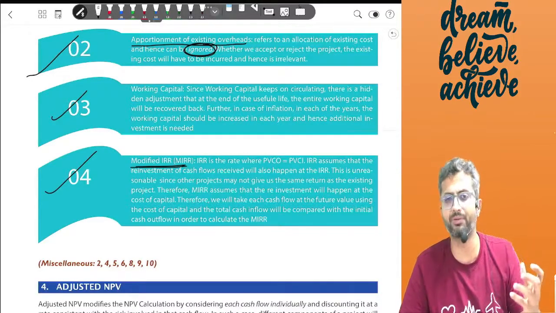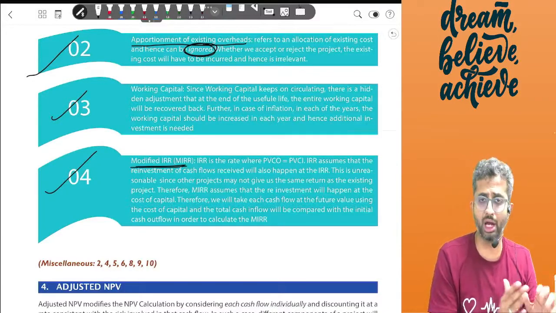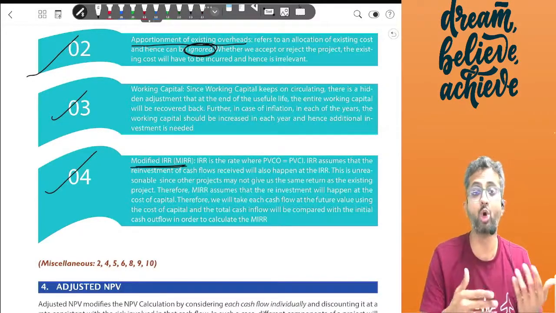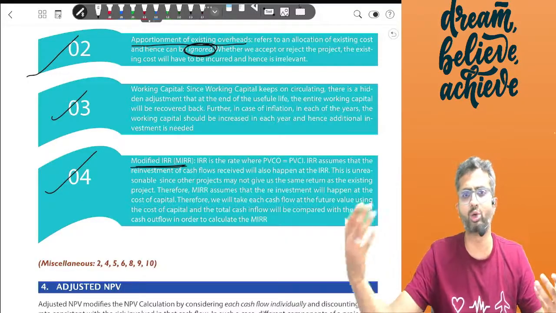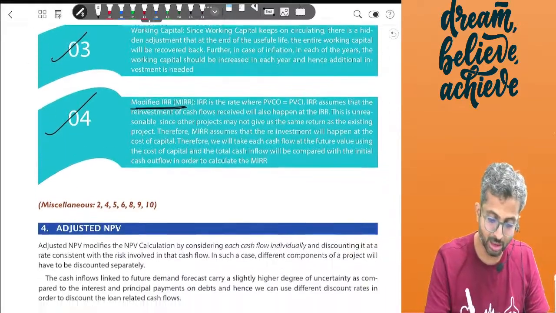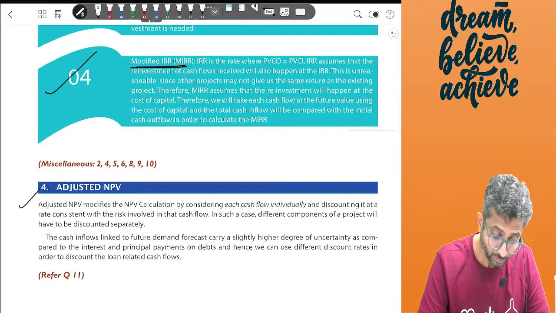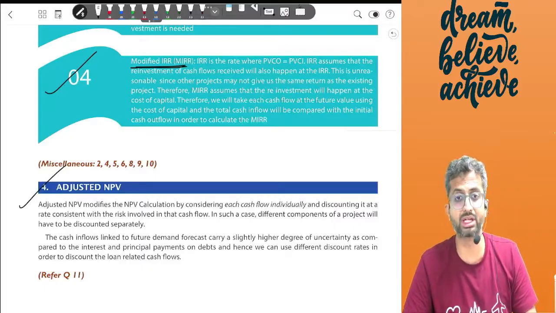and hence you will try to find an IRR which is called a modified IRR, which is generally considered to be superior to the traditional IRR, especially in case of projects where this project, as compared to the other projects of the company, is supposed to give different returns. So this is regarding modified IRR. If it comes, not very important from an exam perspective. And last, we have this concept of adjusted present value.